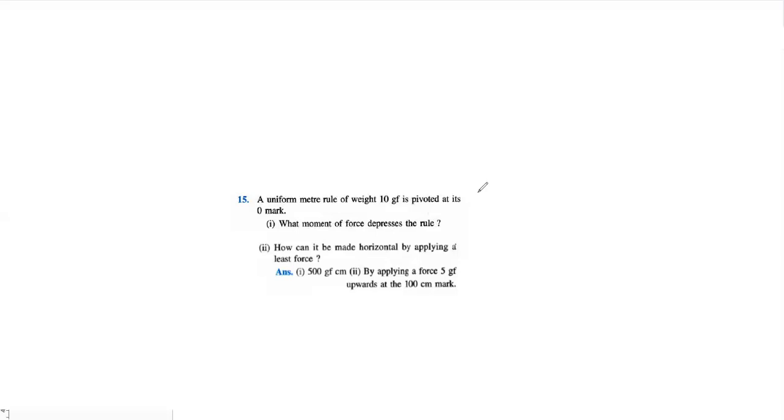Yes, it says a uniform meter rule. We have to always understand that if it's a uniform meter rule, let's say 0 to 100 centimeter, then its weight will always be in the center. So that would be the weight at the 50 centimeter mark. This we have to keep in mind. It says a uniform meter rule of weight 10 GF, which means we have been provided with 10 GF as the weight of the uniform meter rule, pivoted at its 0 point. So the pivot this time is at 0 itself, which means this uniform meter rule will move like this, right? Which is the anti-clockwise direction.